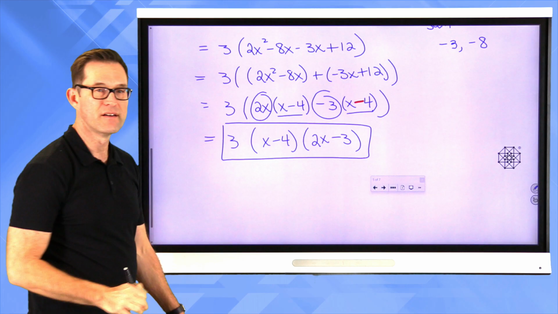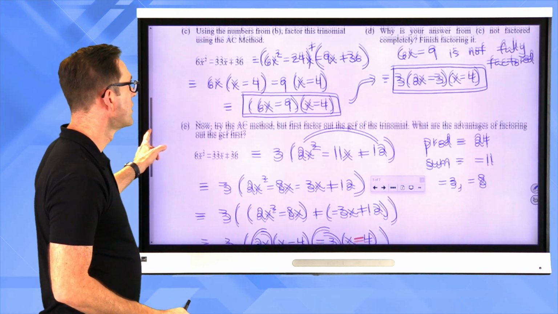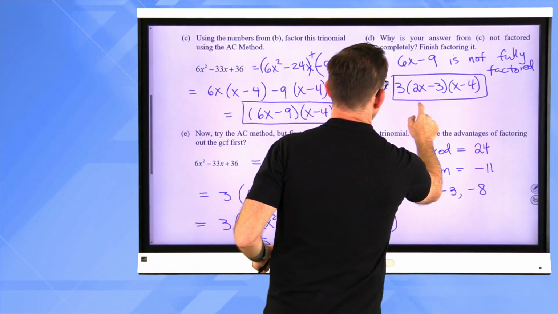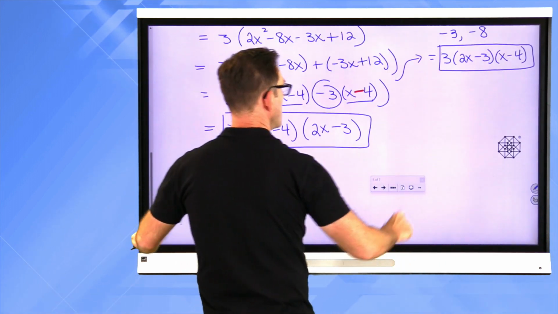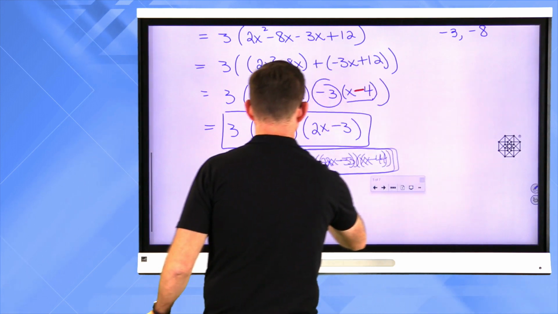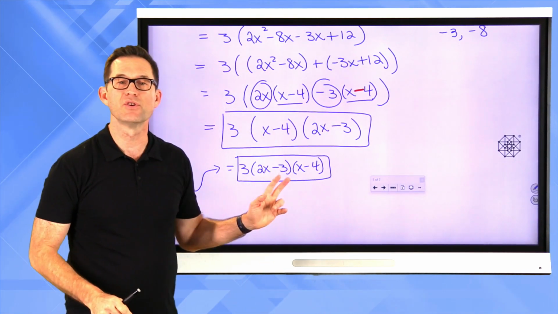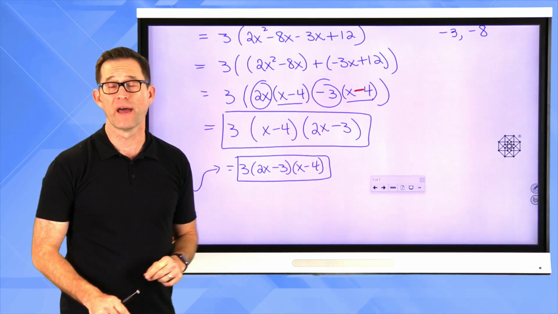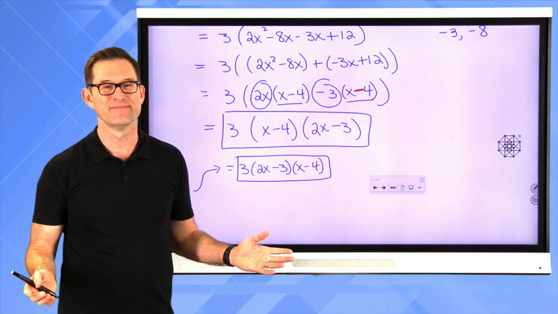And if I've done everything correctly, when I go up here, I see exactly the same answer. Now you might be like, that's not exactly the same answer. But it really is. The only thing that's different between these two answers is that the x minus 4 and the 2x minus 3 are in a different order, but multiplication is commutative, so it doesn't matter.